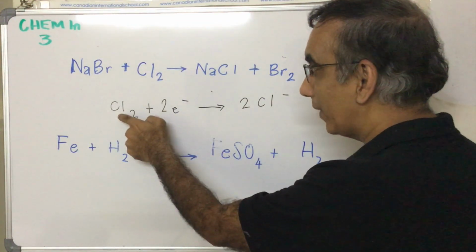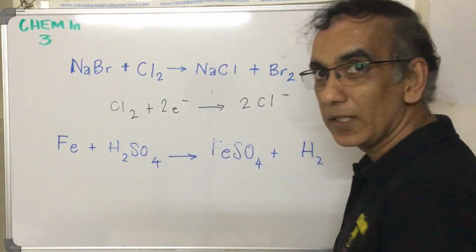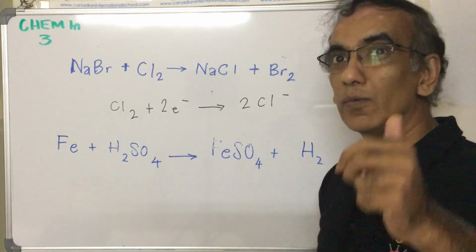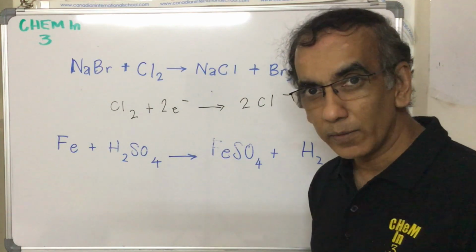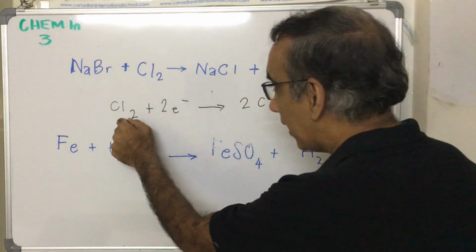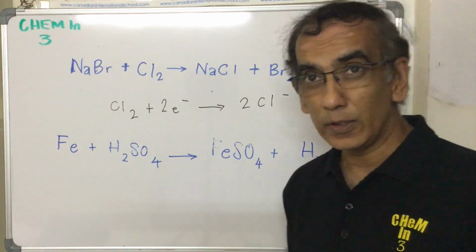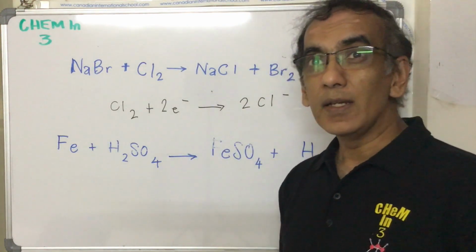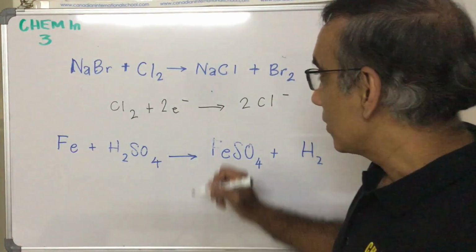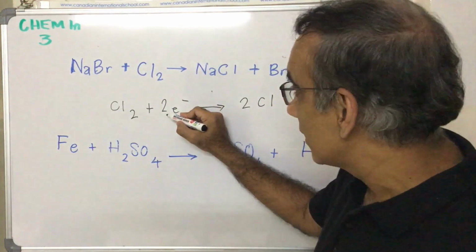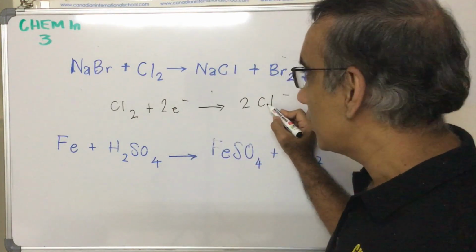Chlorine here goes from gas which has 0 oxidation state, it's combined with another chlorine. You've got to know that from your rules of oxidation number, which we covered previously. And here now it goes from 0 to -1, a fall in oxidation number. And reduction is a fall in oxidation number. So we can say that chlorine is reduced by a gain of electrons, reduced by a fall in oxidation number.